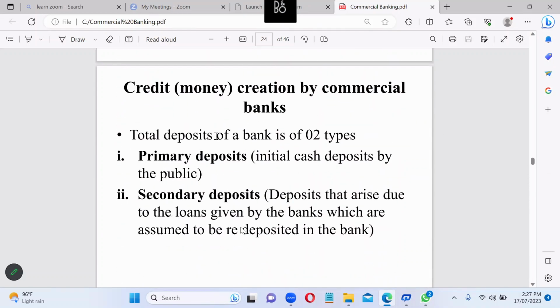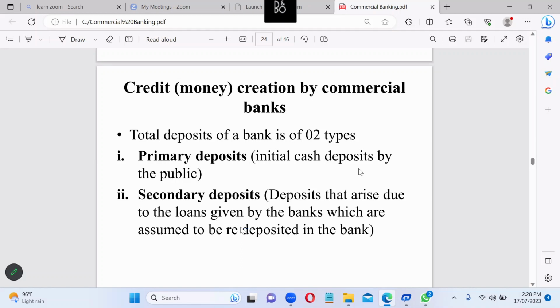Now here, credit money or credit creation by commercial banks. The total deposit of the bank is of two types: one is primary deposit and the other is secondary deposit. Primary deposit is the initial cash deposit by the public, but secondary deposit is raised due to the loans given by the banks, which are assumed to be redeposited in the bank. Normally, the procedure of how credit is created in the bank is of two types.